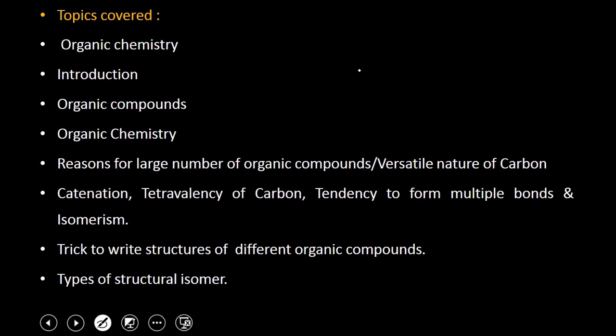So now we will see what we have discussed today. We have studied organic chemistry. After the introduction, we have studied what organic compounds are. Then we have studied the reason for the large number of organic compounds, or the versatile nature of carbon. Then we studied catenation, tetravalency of carbon, tendency to form multiple bonds, and isomerism. Then a very important thing is that I told you a trick to write the structures of different organic compounds correctly and confidently. Then types of structural isomers we have studied.